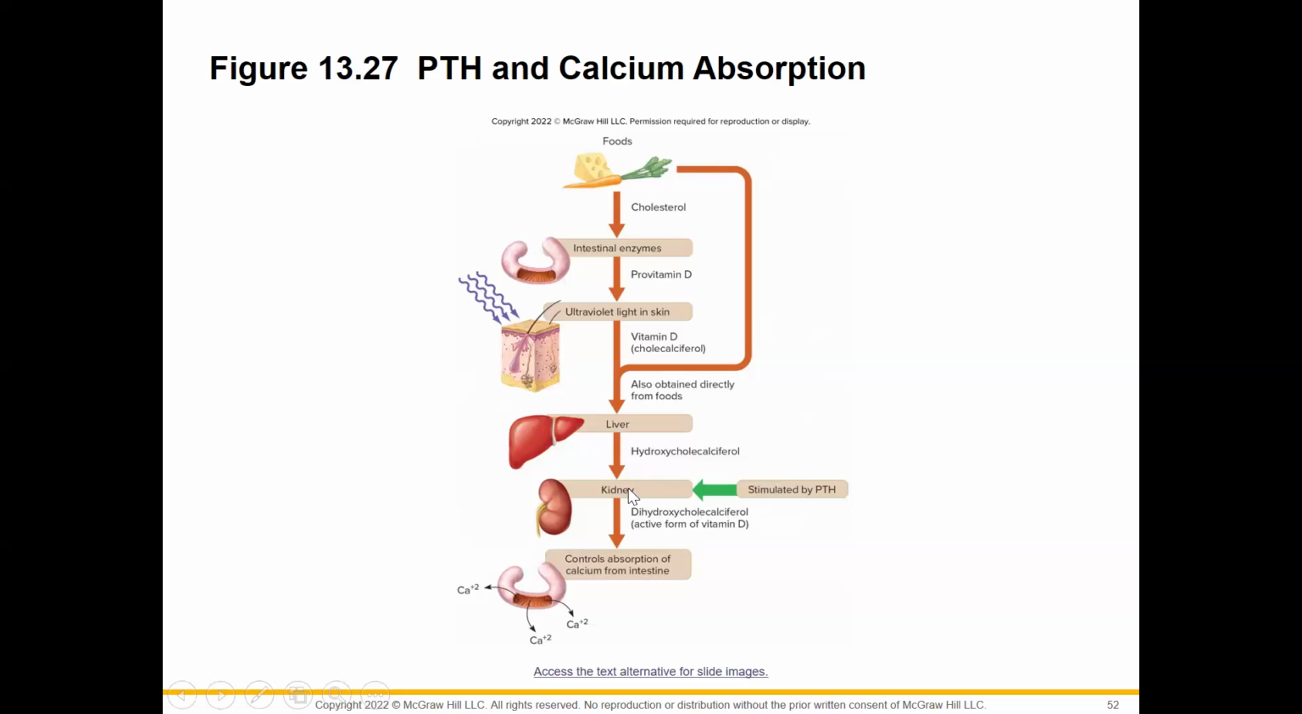dihydroxycholecalciferol. And that process can be stimulated by the parathyroid hormone to convert hydroxycholecalciferol to dihydroxycholecalciferol. Then now you have the dihydroxycholecalciferol that will have an effect on how much calcium you're absorbing into the body from the digestive system. So please do pay attention to this process, understand it, know it.